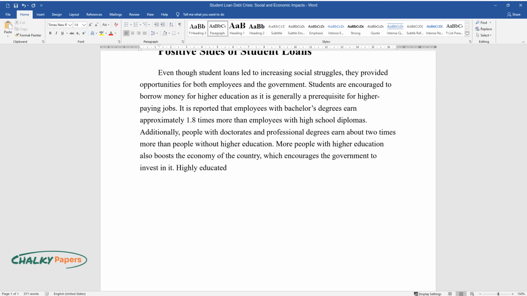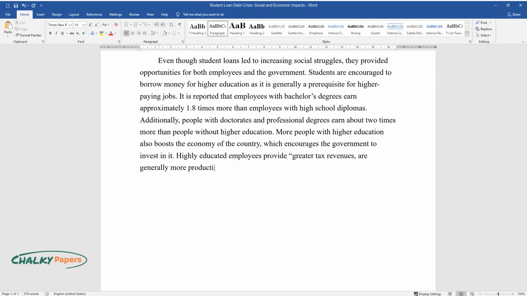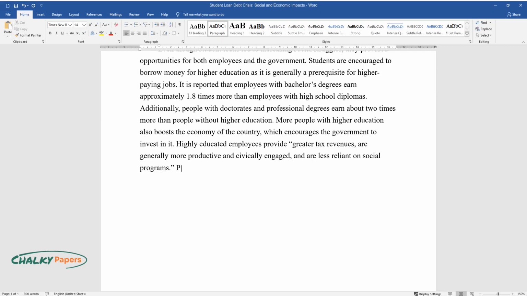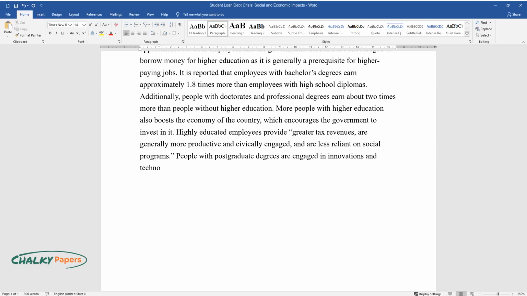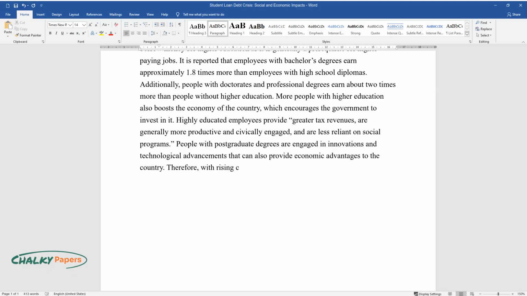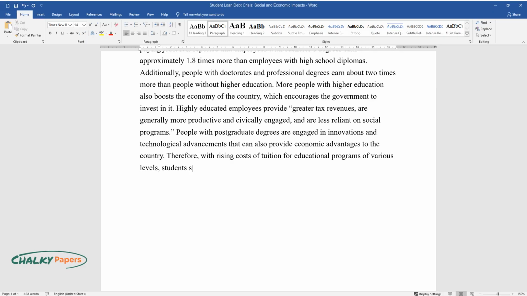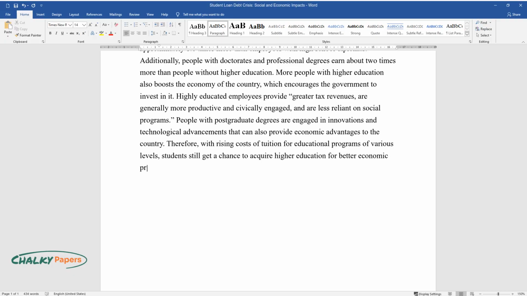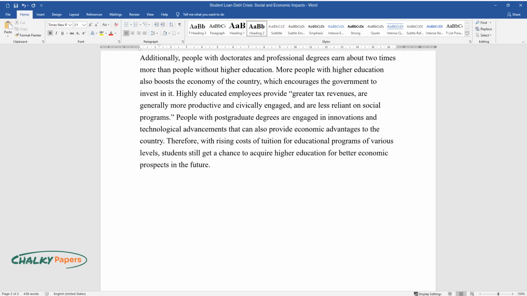Highly educated employees provide greater tax revenues, are generally more productive and civically engaged, and are less reliant on social programs. People with postgraduate degrees are engaged in innovations and technological advancements that can also provide economic advantages to the country. Therefore, with rising costs of tuition for educational programs of various levels, students still get a chance to acquire higher education for better economic prospects in the future.